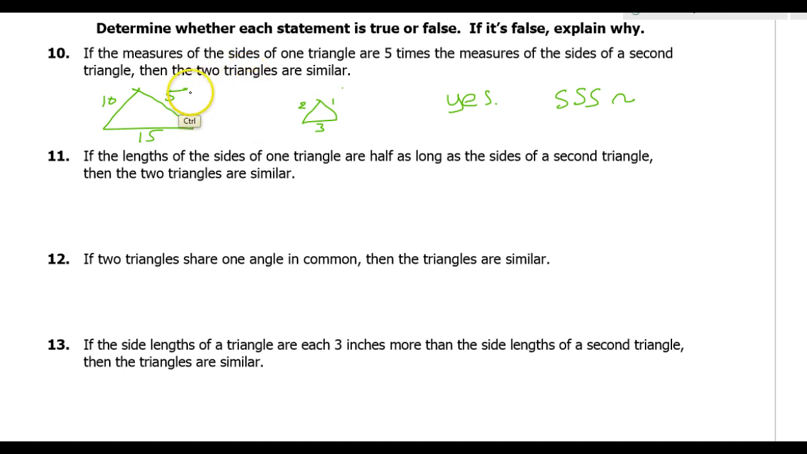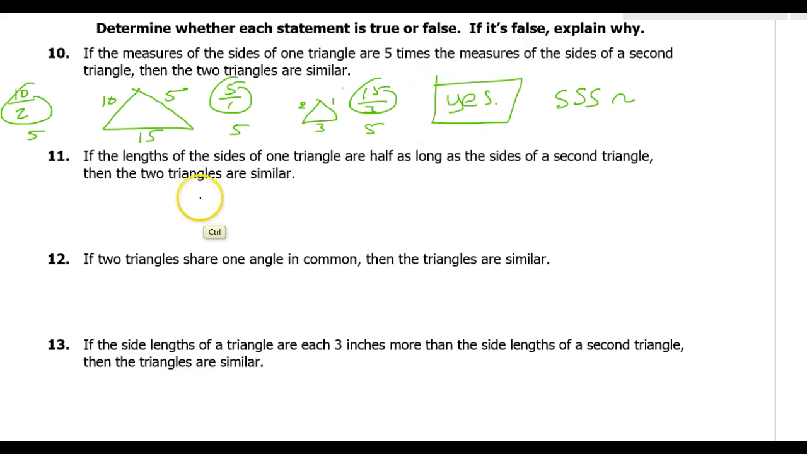Because we multiplied all the sides by 5, that guarantees that we have a scale factor of 5. You know what I mean? If I did new over old, if I do 10 over 2, or if I do 5 over 1, or if I do 15 over 3, in every case, I'm going to get 5, of course. So they're all proportional. That's side-side similarity. So that's why the answer is yes.